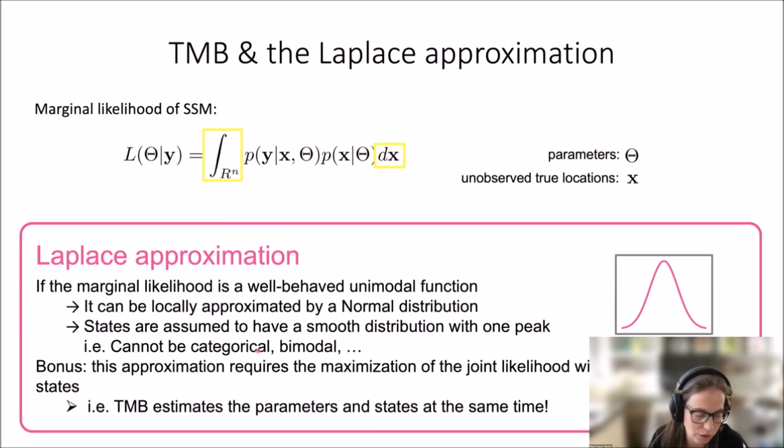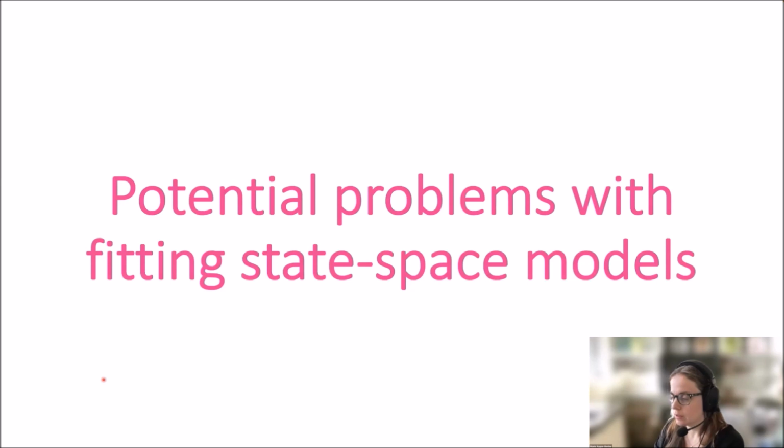You can create algorithms within TMB that allow for categorical states, but that's way beyond today's tutorial. The bonus is that this approximation requires that we maximize the joint likelihood with respect to the state, so with TMB we get the parameters and the states at the same time. Okay, so state space models are great, but they do have some problems, and it's important to know about them, and today we'll see how to diagnose them.